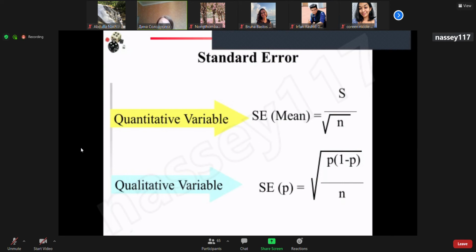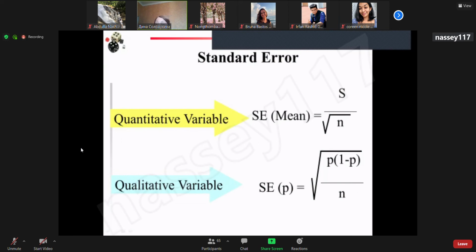Obviously, P is proportion. For example, you have 3% of people with HIV positive test. So P as a proportion will be 0.03. And 1 minus 0.03 is your result. If you measure it by percentage, like 3%, instead of 1, you will write 100, and you will write 3 times 100 minus 3 divided by number of subjects.